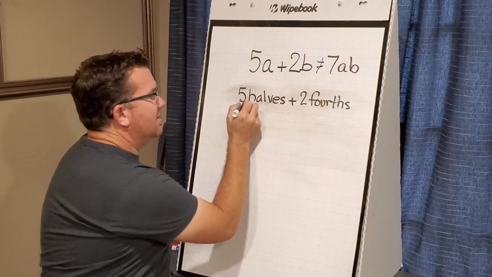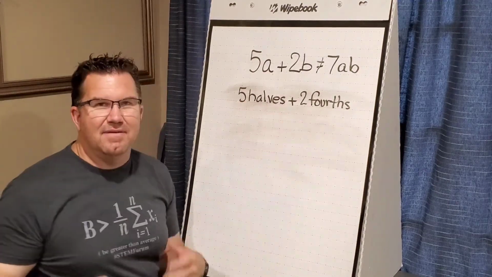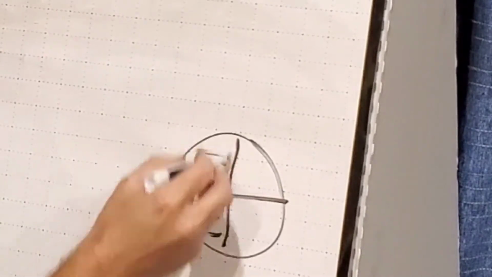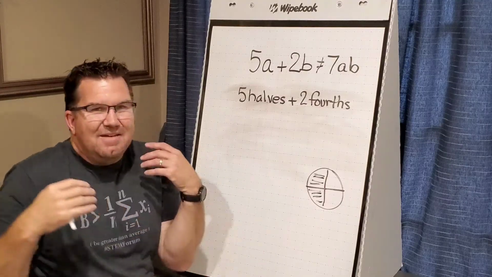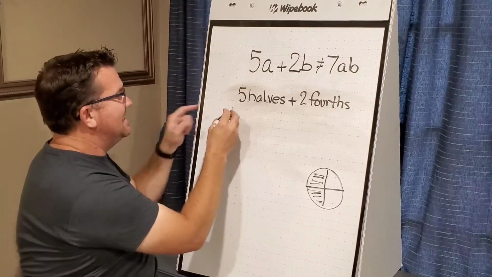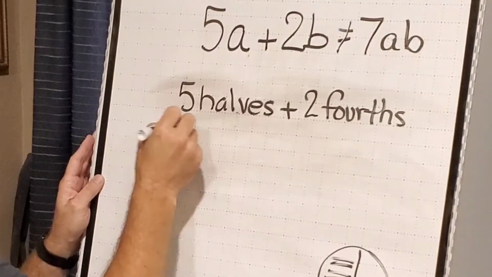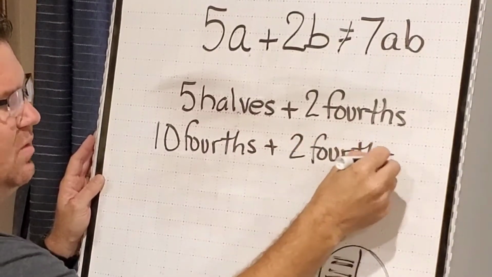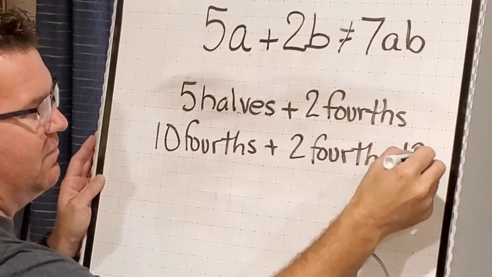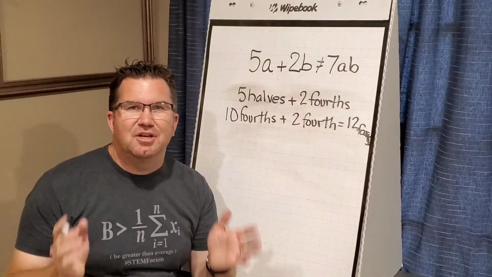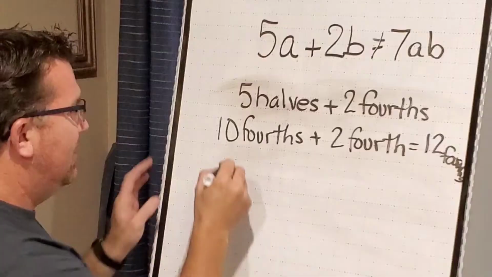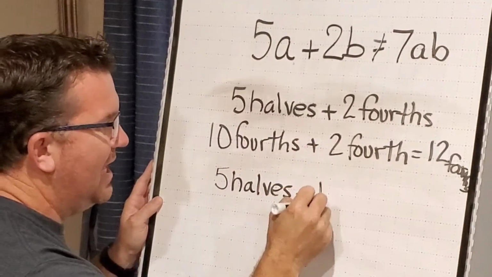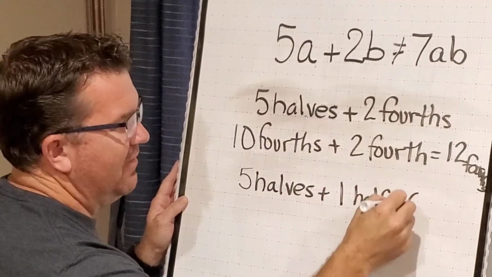You see, there's a relationship between a half and a fourth. It takes 2 fourths to make up 1 half. And if I know that, then I can say, well, this is just 10 fourths plus 2 fourths, which gives me 12 fourths. I could also think of it as 5 halves plus 1 half, and that will give me 6 halves.